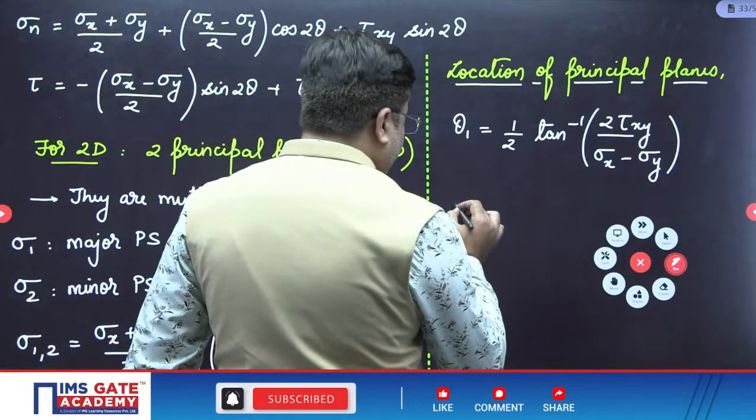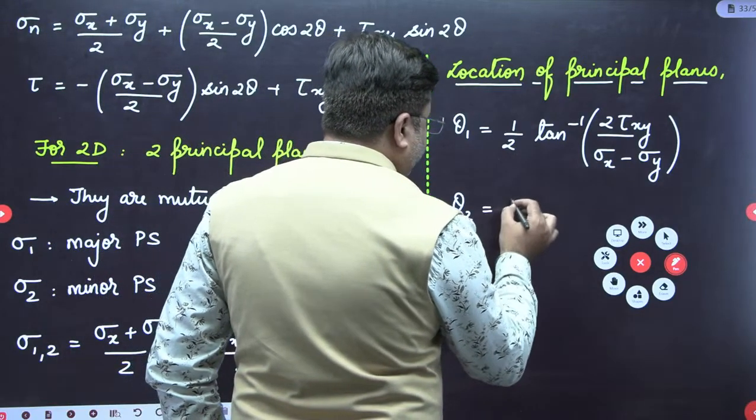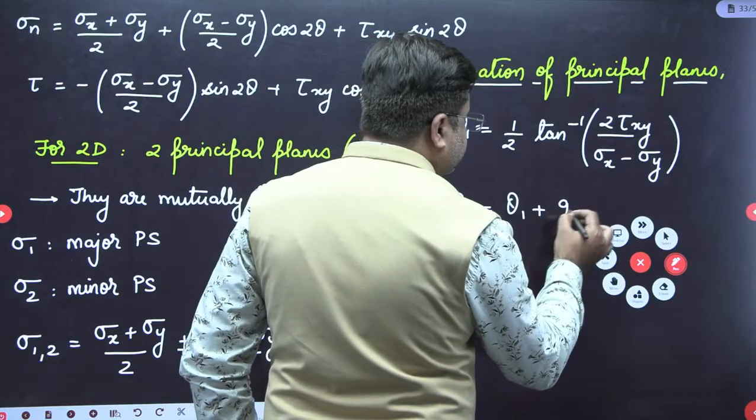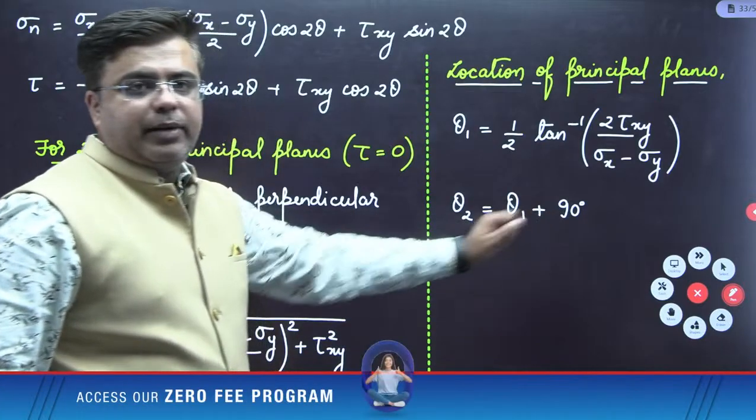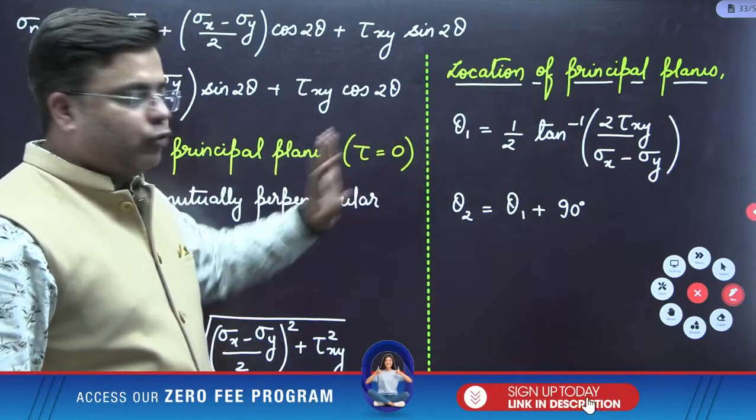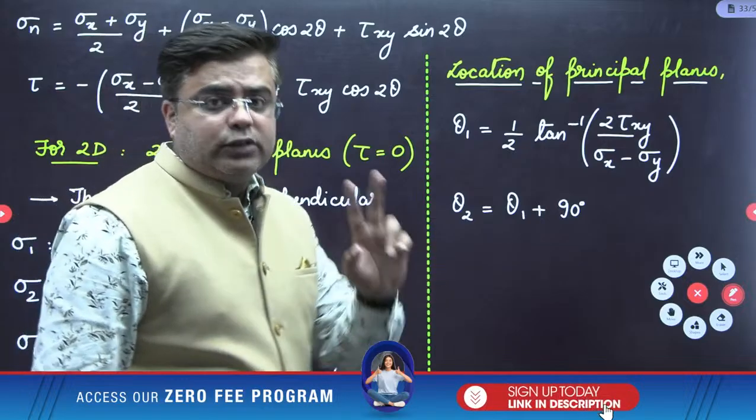Similarly, the location of another principal plane, theta 2, will be equal to theta 1 plus 90 degrees. Okay. So if you have calculated theta in radians, then this will become pi by 2, right? So these are the locations of two principal planes. This entire story is for 2D.